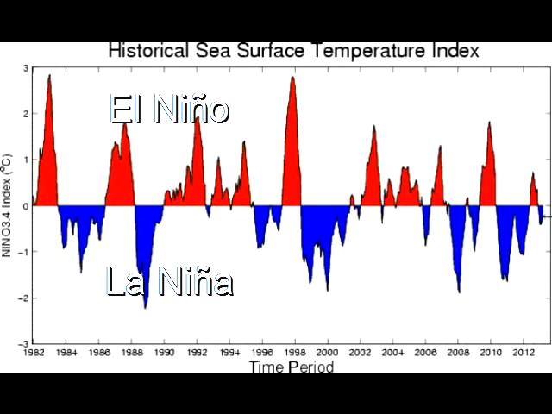The chart shows that El Niño and La Niña events have occurred through history. Particularly strong El Niño events were noted in the early 80s and 1997-98.